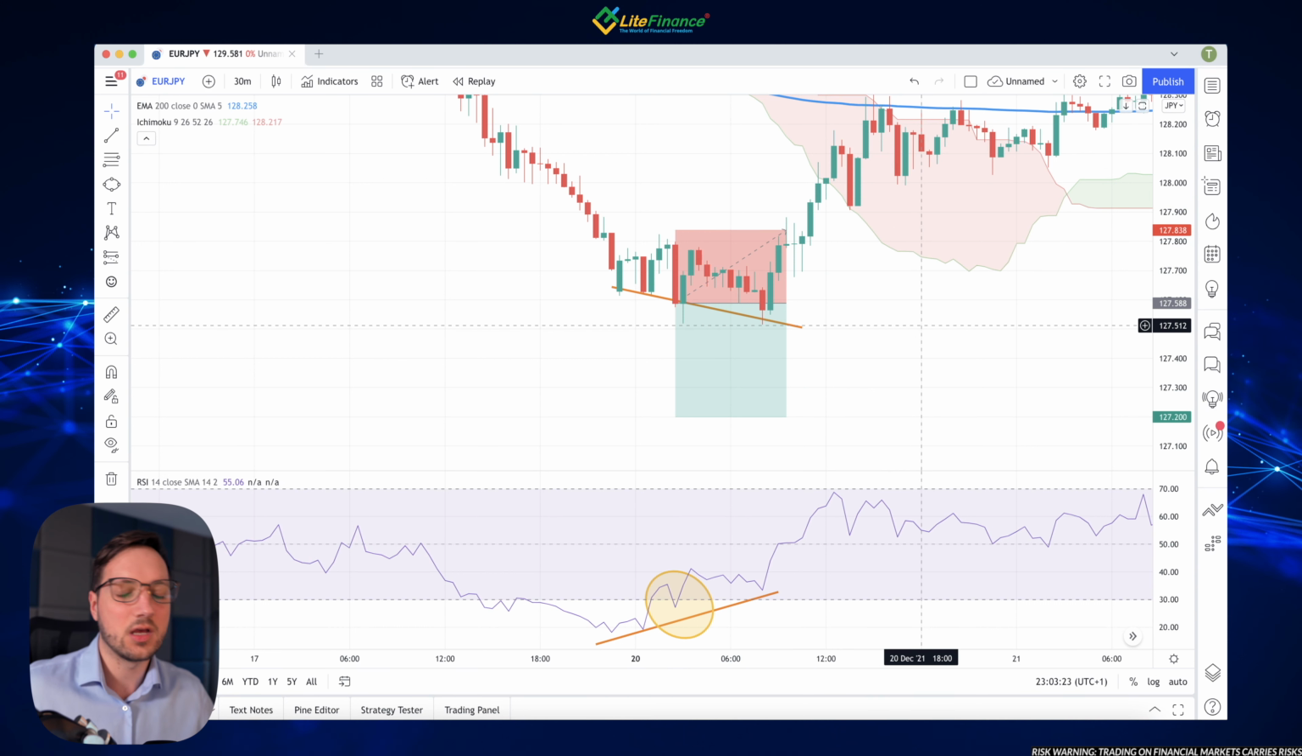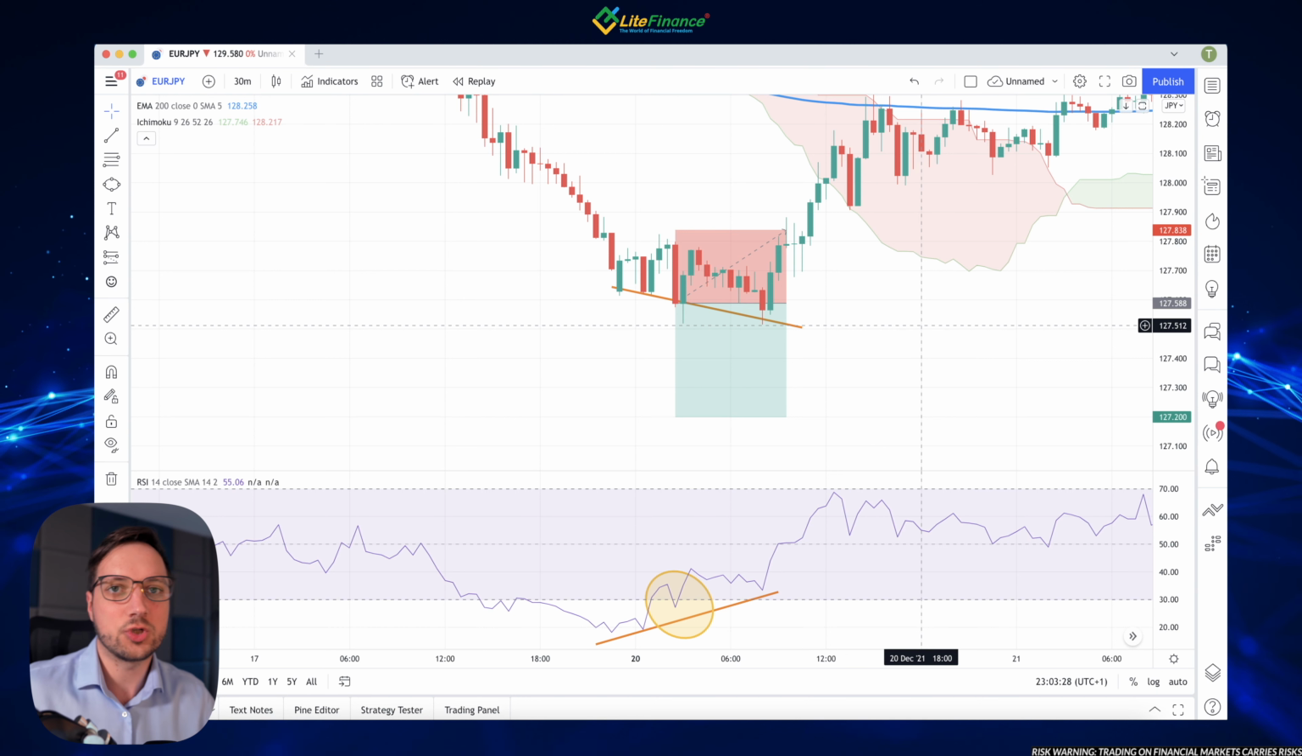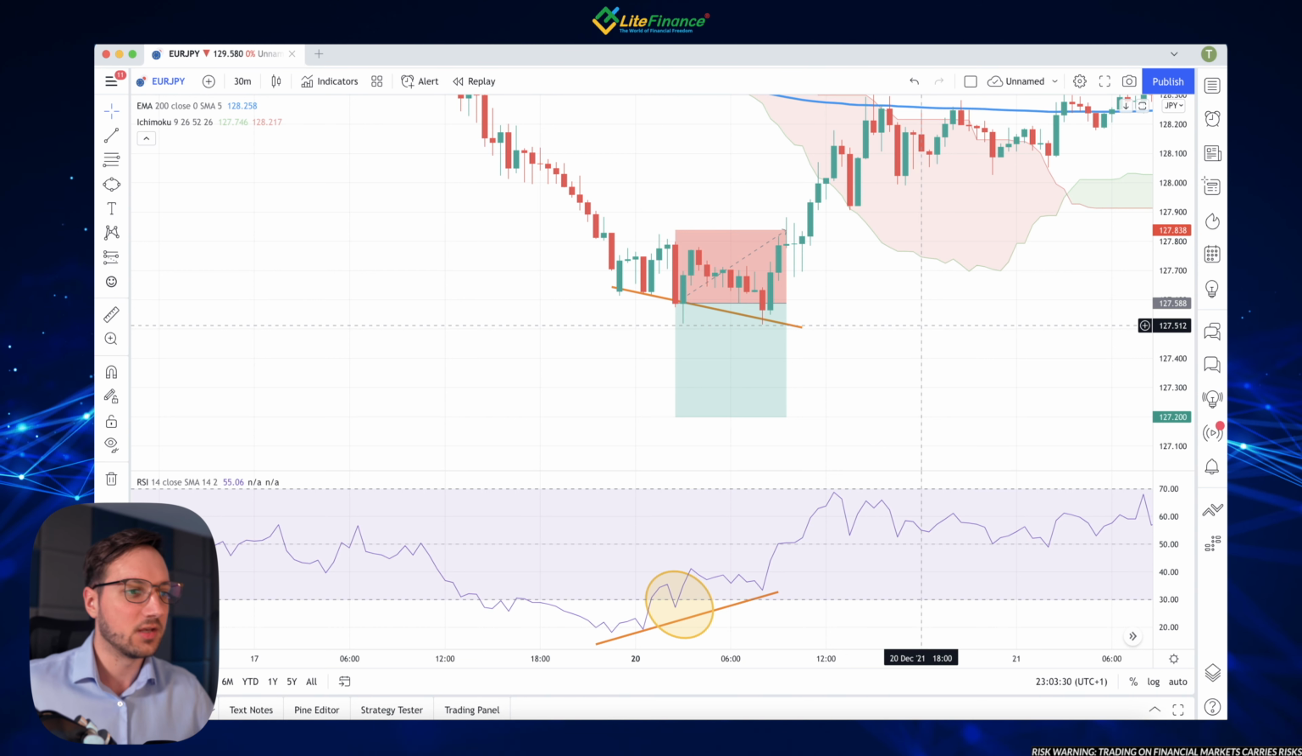And the second thing is, of course, major supports and resistances, at which we should pay extra attention. So yeah, that is all as for this strategy.